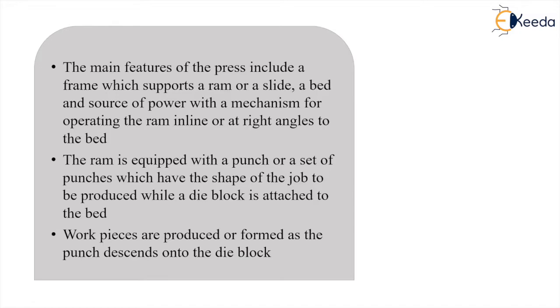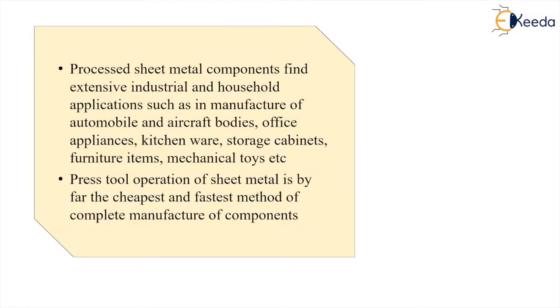Here the punch is the male part and the die is the female part. The die is always larger in size than the punch by the amount of clearance. The die is placed on the die block which is attached to the bed. Here the workpieces are produced or formed as the punch descends into the die block. Whenever the punch descends into the die block, we get the part cut.